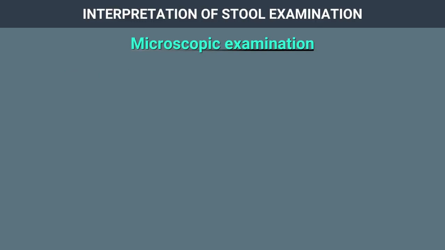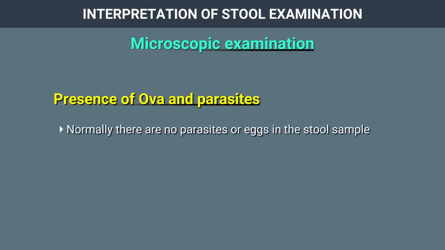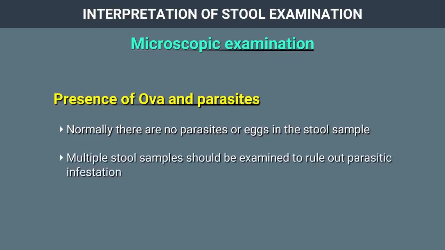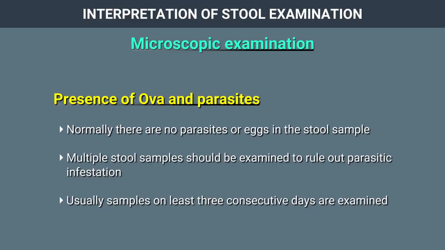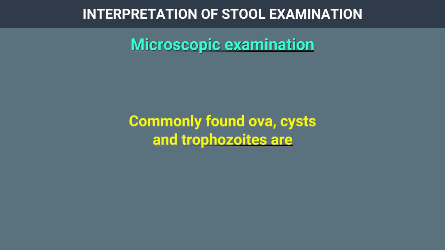Microscopic examination for ova and parasites. Normally, there are no parasites or eggs in the stool sample. Multiple stool samples should be examined to rule out parasitic infestation. Usually, samples on at least 3 consecutive days are examined. The commonly found ova, cysts and trophozoites are as follows.